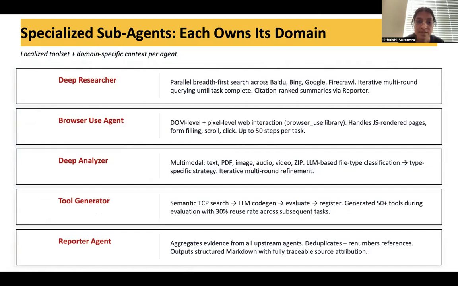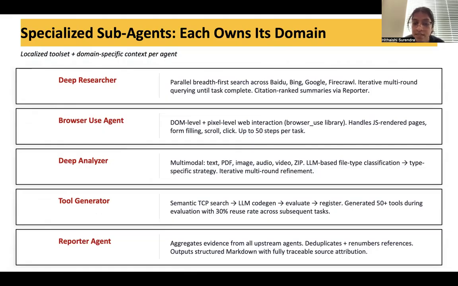Yeah, coming to the sub-agents, each sub-agent has a specific job. The deep researcher runs parallel searches across multiple engines and keeps going until it has a complete answer. Then we have the browser use agent, which handles real web interaction at the DOM and pixel level. The deep analyzer handles any file type, whether it's PDF, audio, video, zip, anything, with type specific strategies.